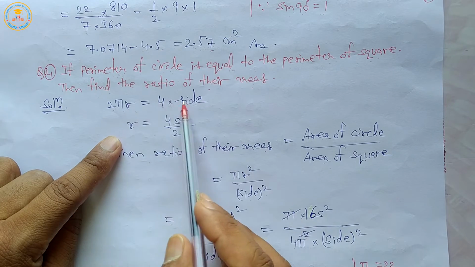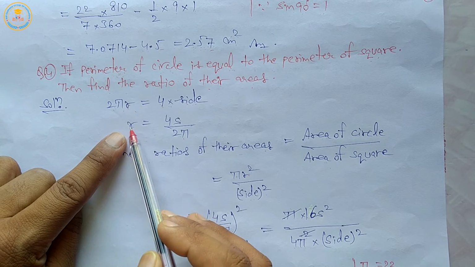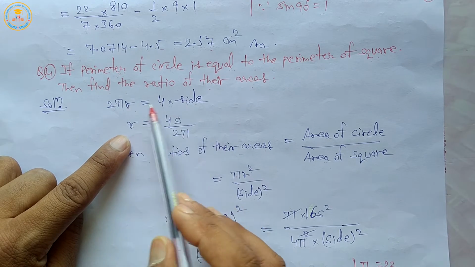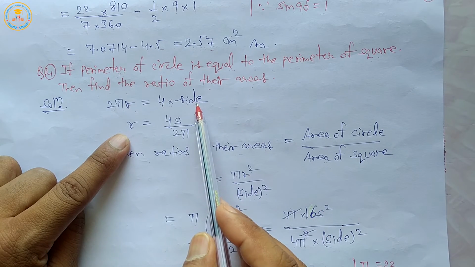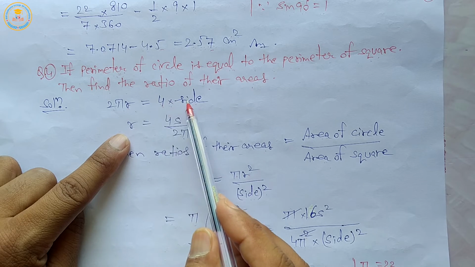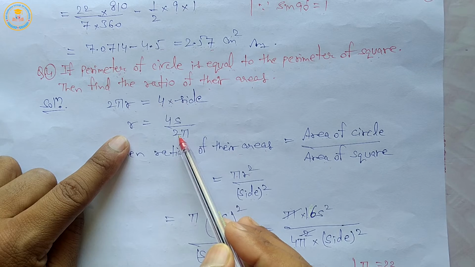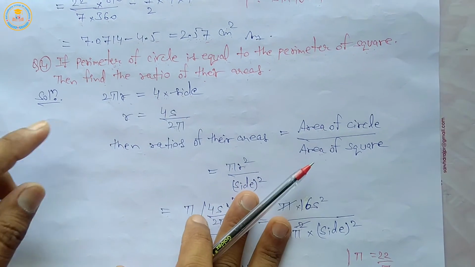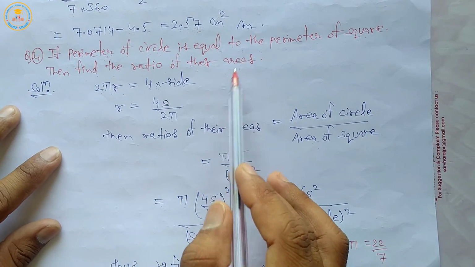So here we calculate any one value, r or s. We calculate r, which is 4 into side, that is 4 into s, divided by 2 pi. Okay, r equals 4s divided by 2 pi, first. Then find the ratio of their areas.